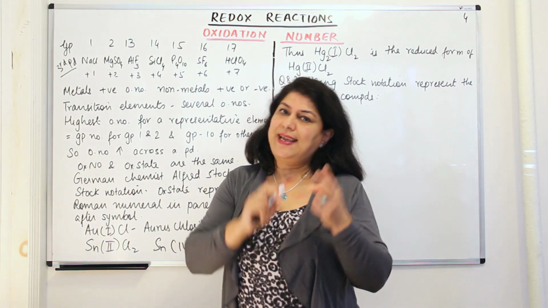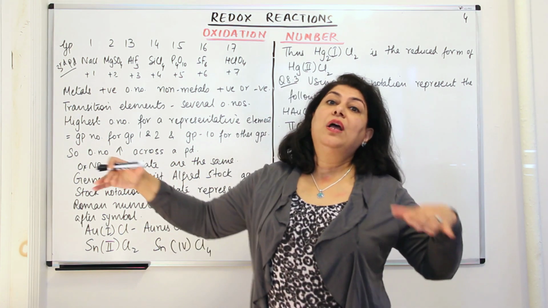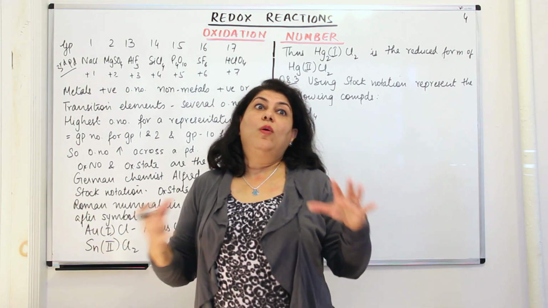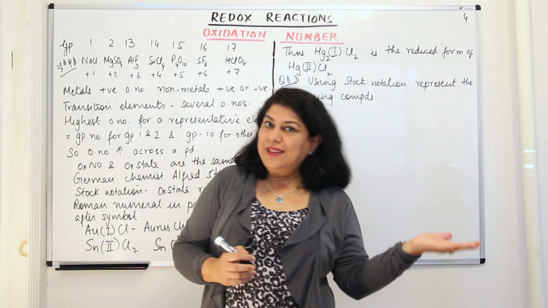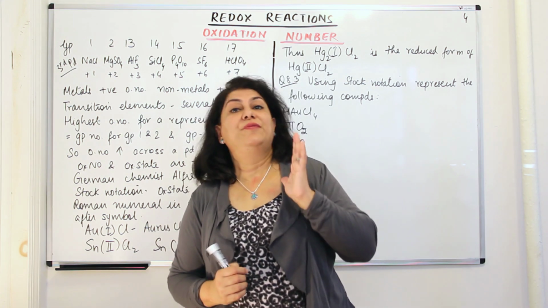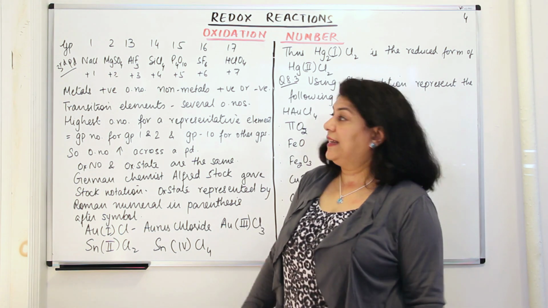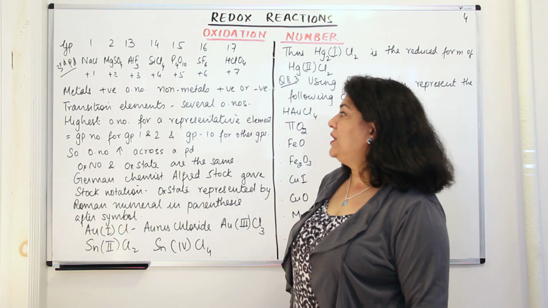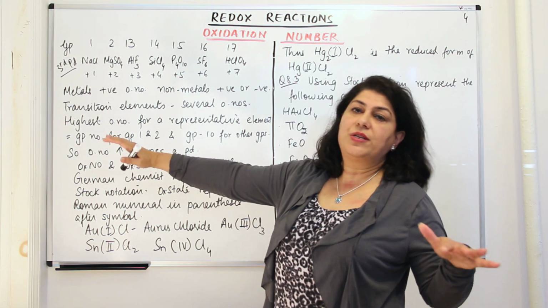But non-metals can have both positive as well as negative oxidation numbers, depending on what the other atom is which it is combining with and what the electronegativity difference with it is. Is it more electronegative than that, or is it more electropositive than that? That will determine whether it has a positive or a negative charge. So, non-metals have positive or negative oxidation numbers, and in the case of transition elements, they have several oxidation numbers.